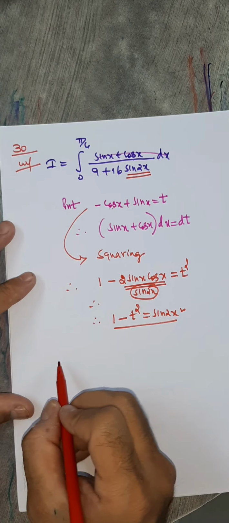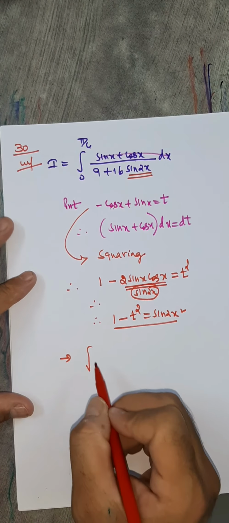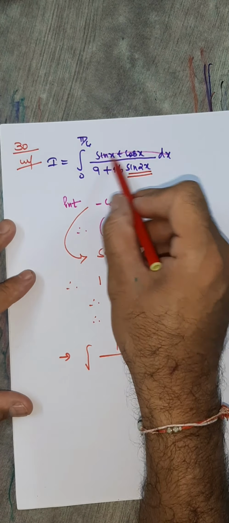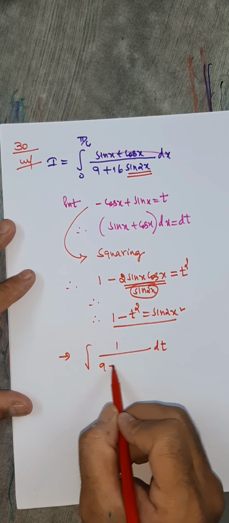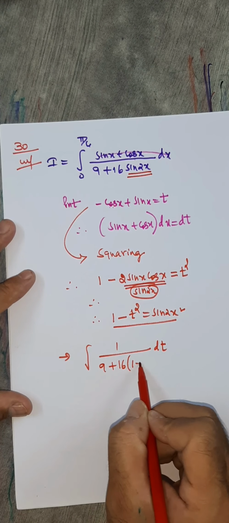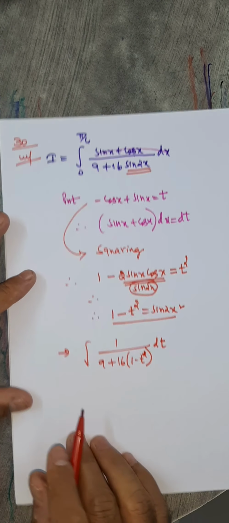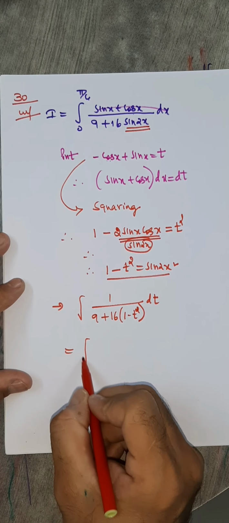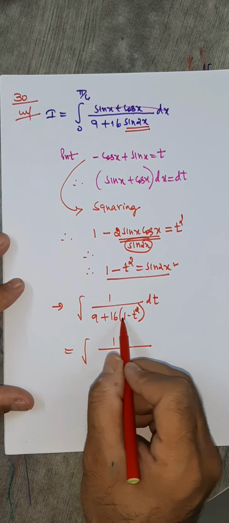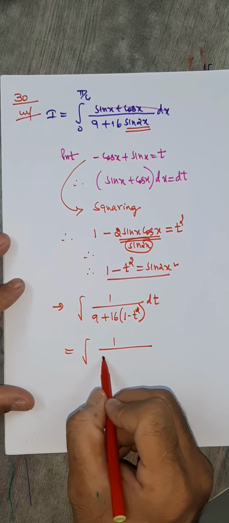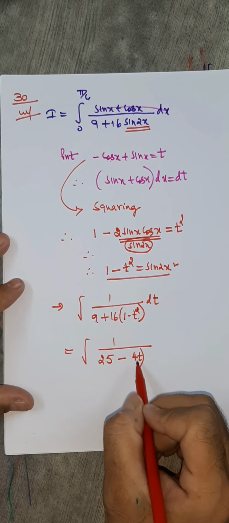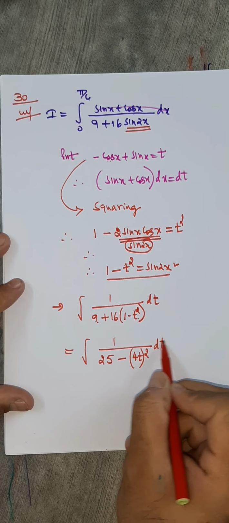I place both the values there. So it's an indefinite integral, I'm not putting the limits right now. This is just dt because this becomes dt, upon 9 plus 16 into 1 minus t square. Okay. So here this is 1 upon, if I open the bracket, 16 plus 9, 25 minus 16t square, which I'll write as 4t the whole square, dt.